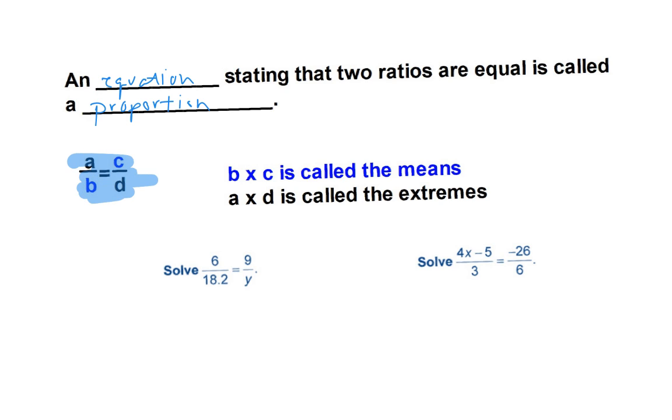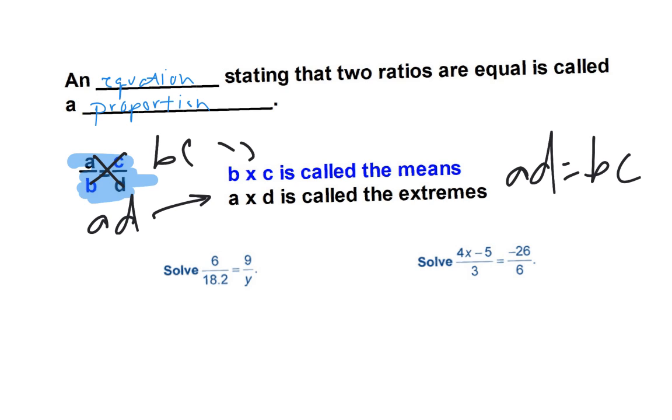I have 2 ratios, they're set equal. So what I'm going to do is cross multiply on these. I cross multiply, and I would get AD, that's A times D, called the extremes, and then BC, that's called the means. You set those equal to each other and solve. So AD is equal to BC, and I would solve that.